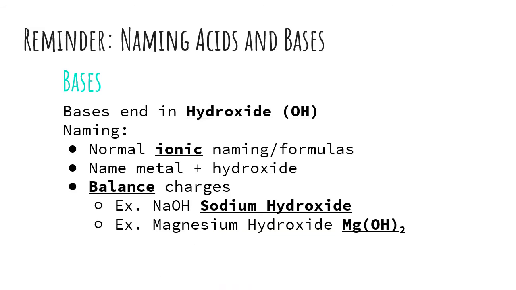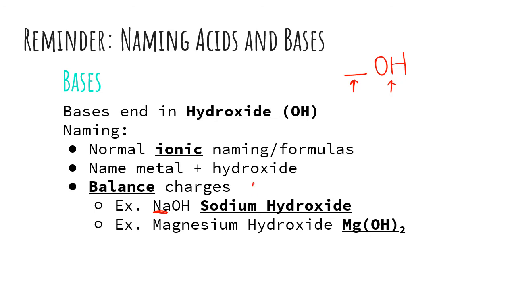Now, bases are super easy. Bases are just named like any other ionic compound. They always end in hydroxide. So if an acid was H blank, then a base is always blank OH. And so we literally just name whatever's in that blank and then hydroxide. So if sodium is in that blank, then it's sodium hydroxide. If magnesium is in that blank, it's magnesium hydroxide.